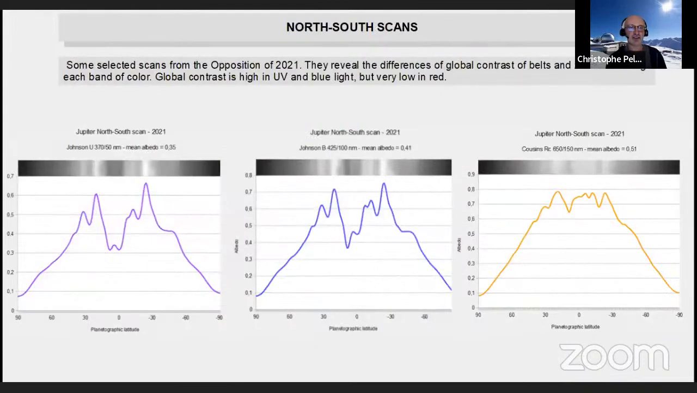Now, here are some results. These are selected scans from the opposition of 2021. They reveal the differences of global contrast between belts and zones following each band of color. You can see that the global contrast is very high in the UV and blue light, but very low in red light.